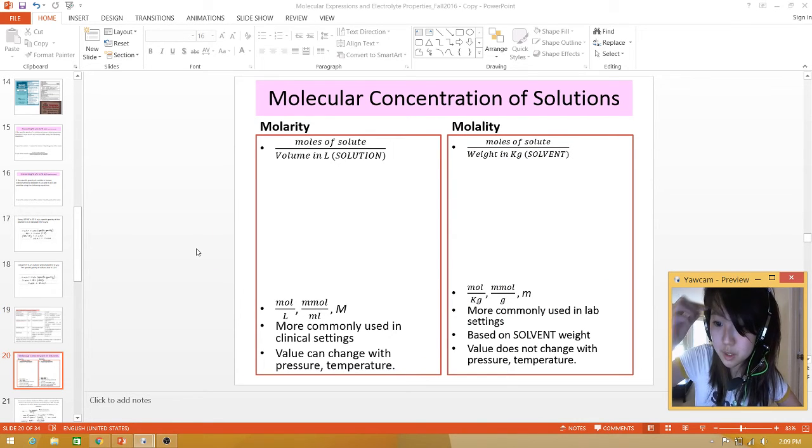So next we're going to talk about molarity and molality. Molarity is going to be the moles of solute divided by the volume in liters of solution. And then molality is moles of solute divided by the weight in kilograms of solvent.